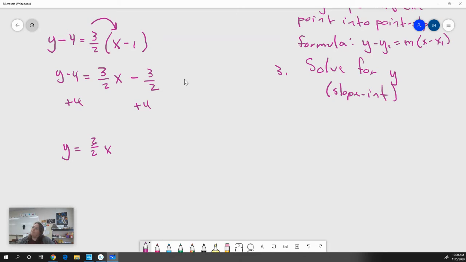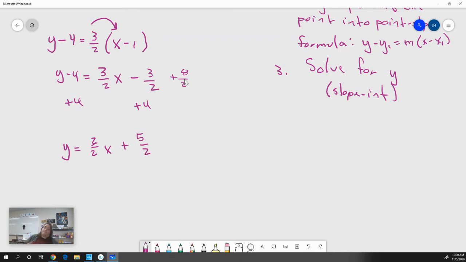That's like, I need a common denominator of 2. So 4 times 2 is 8. So I'm going to go plus 8/2. That's the same as saying 4, isn't it? Right? And that is going to give me plus 5/2.